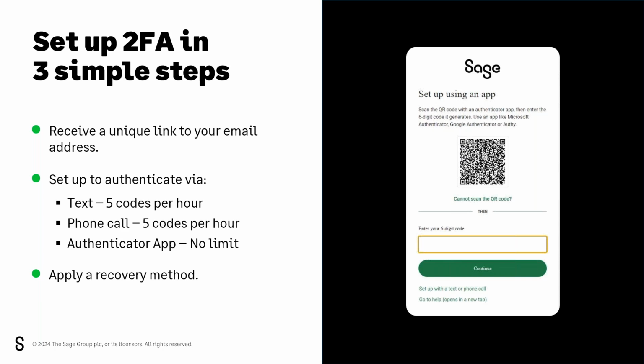Now, if you are logging in to multiple companies within the hour, then we do recommend that you use the Authenticator app because there is no limit on how many codes you can receive. If you're using the text or phone call, you can only receive 5 codes per hour. So just something to be mindful of how often you're going to be logging into different clients' companies. The Authenticator app, there is no limit in how many codes you can receive.